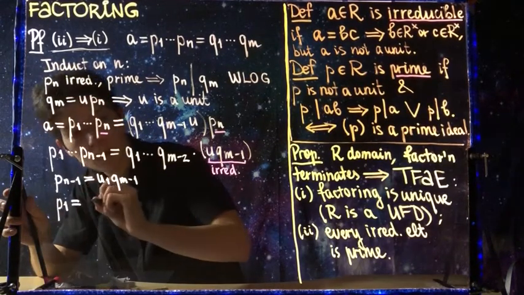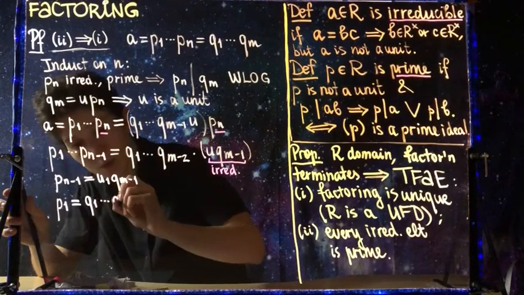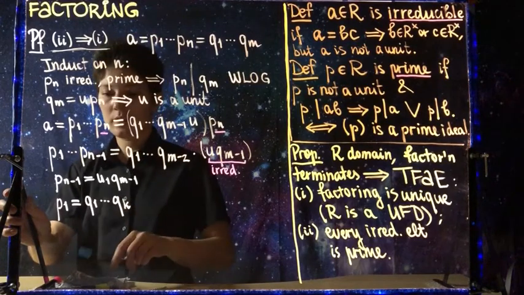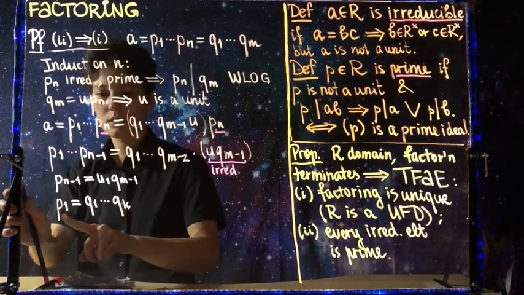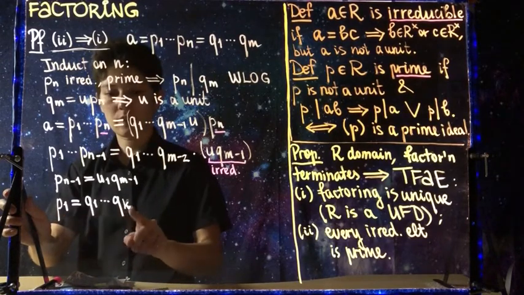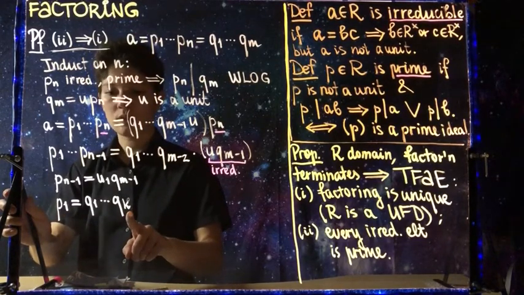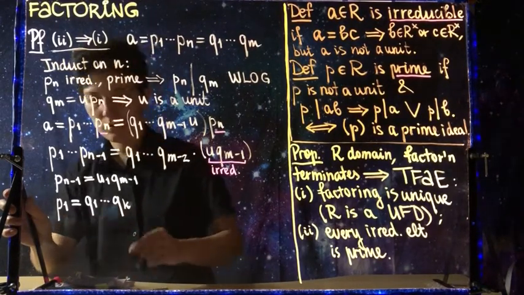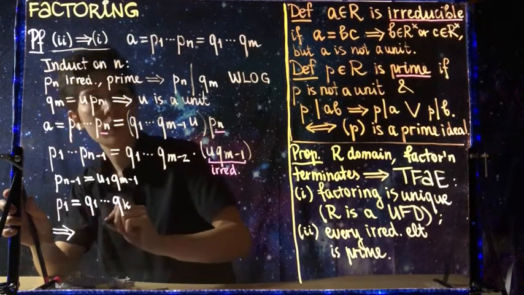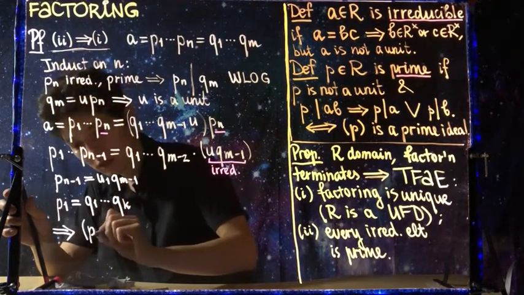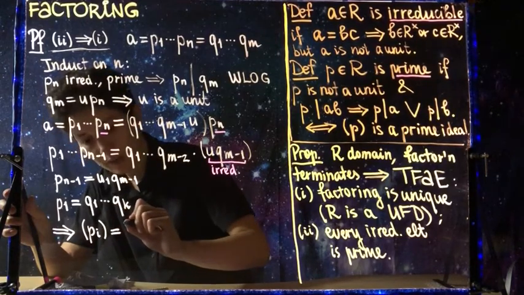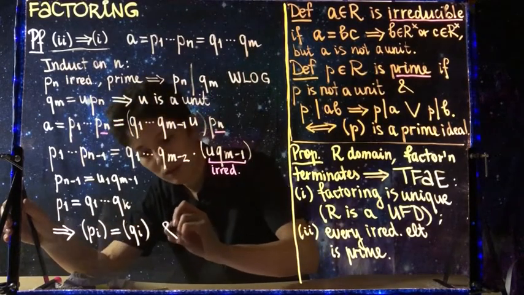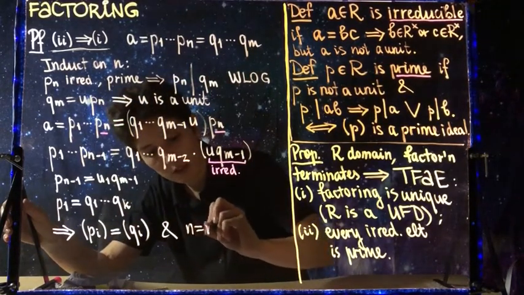P1 is equal to Q1 through Qk. But again, by irreducibility of P1, it is necessary that k is equal to 1. So an irreducible element cannot be decomposed further. And thus we conclude that the ideals generated by the Pi's are equal to the ideals generated by the corresponding Qi's, and n is equal to m.